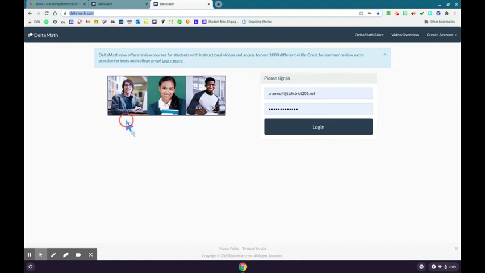So you're going to click on the link that's in your Google Classroom and it'll take you to the DeltaMath login and you're going to log in. Remember, it should be the same as your school email and password. It should be the same. I asked you to make it the same. If you have any trouble logging in, let me know and I can reset your password.